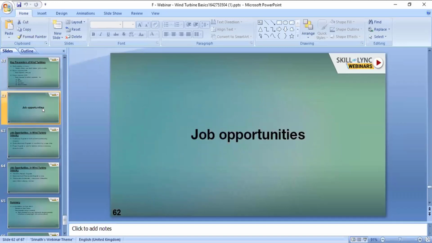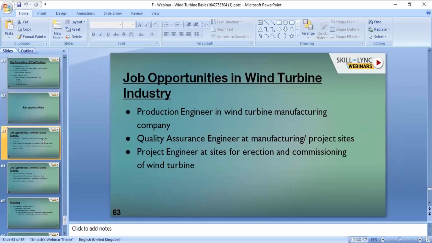Now we'll see what the various job opportunities are in this wind industry. The wind industry is the only industry where almost all types of faculties and all types of engineering graduates, or even others, have scope in manufacturing and the wind turbine industry. Even for a civil and structural person, there are the turbine foundations and the approach roads, where civil engineers can find their jobs.